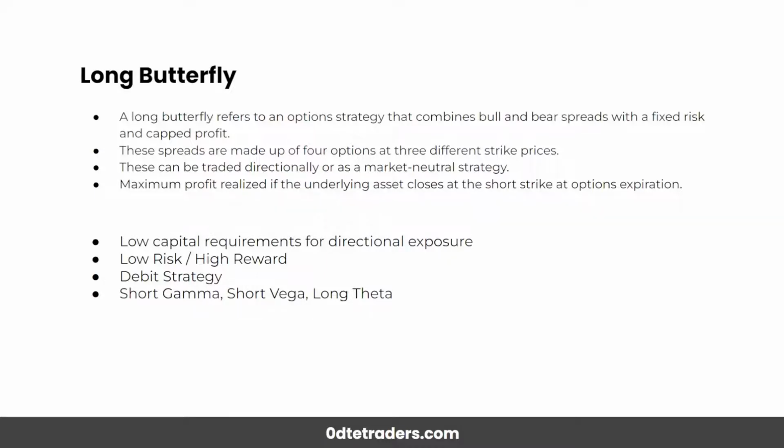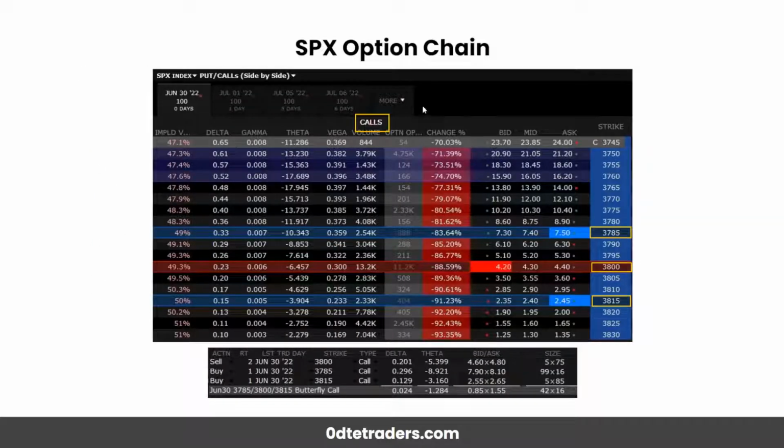Let's take a look at an example. On screen is the call side of an option chain for the SPXW. The W stands for weekly, marking them as short-term SPX options. Weekly options are now available 5 days a week, and we trade these on the day of option expiration, making them 0DTE.